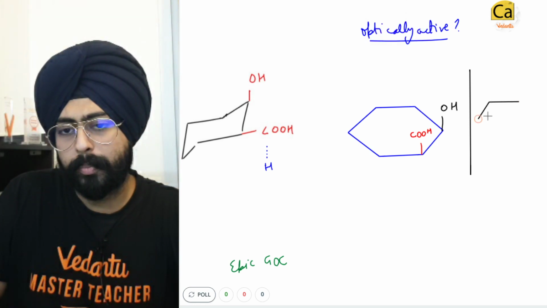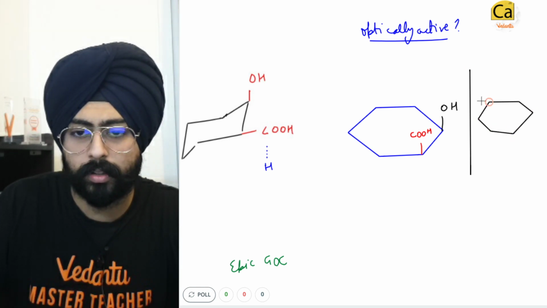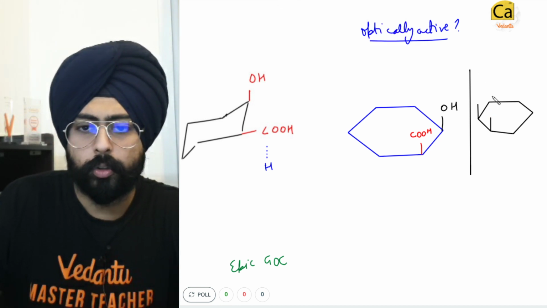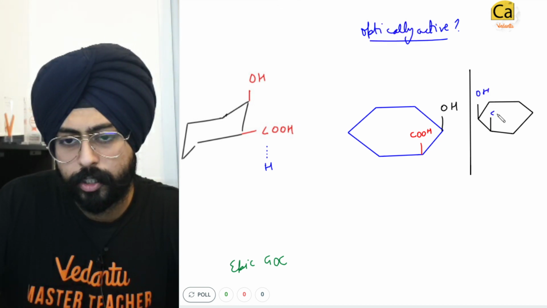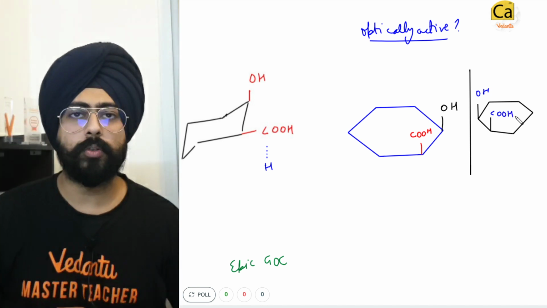Okay, what will happen in the mirror images? I'm drawing a smaller one because there's not enough space on this page. ठीक है जी, तो यहाँ ऊपर आएगा OH, यहाँ आएगा COOH. Fine. Now try to overlap these two.